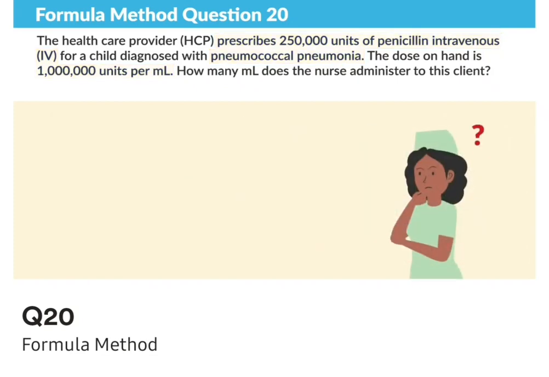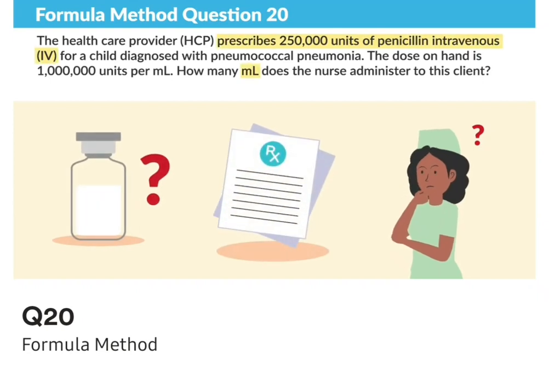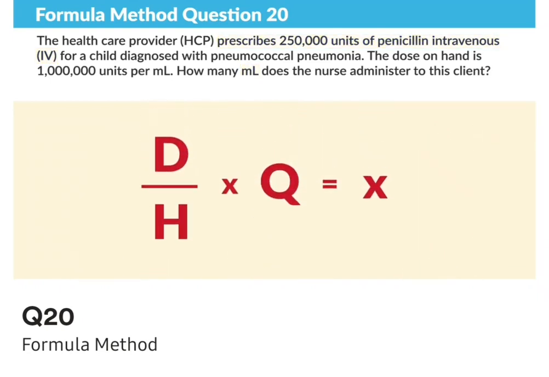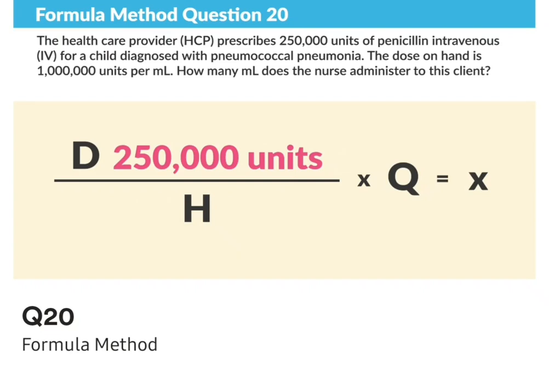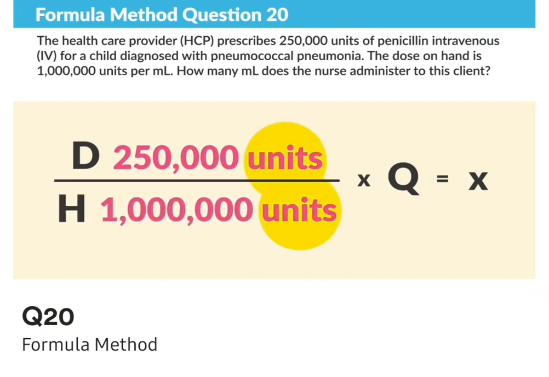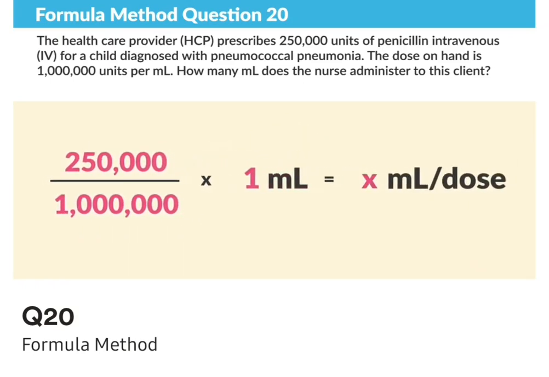All right, so first we are breaking it down and identifying what we're solving for. We're solving for mLs per dose, right? So we're using the desired over have formula method. So desired over have times the quantity. So the D, the doctor's order, or basically the dose prescribed, is 250,000 units over the H, which is 1 million units here. Now the quantity is 1 mL. So your formula should look like this. 250,000 here over 1 million times 1 mL.